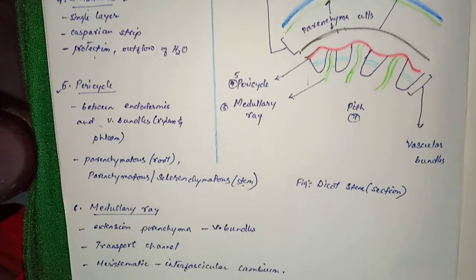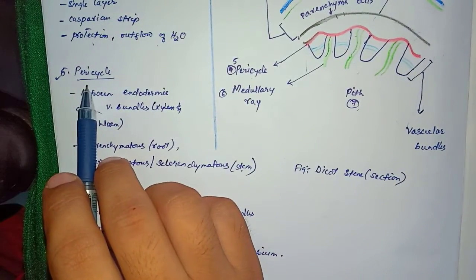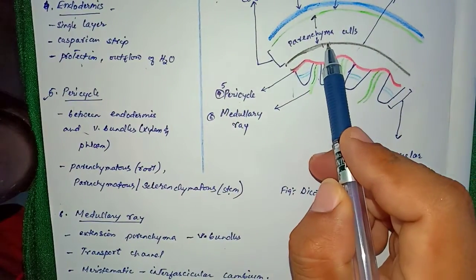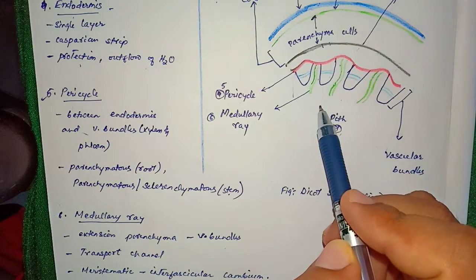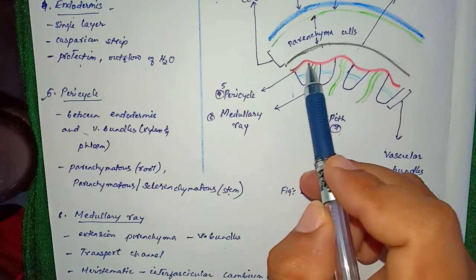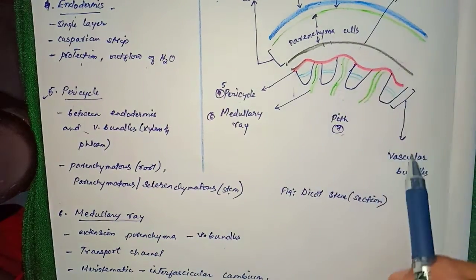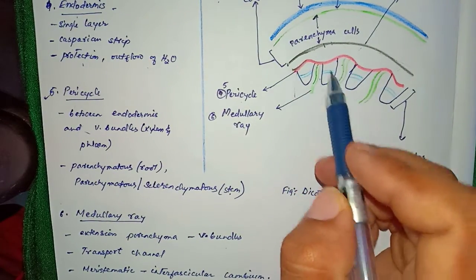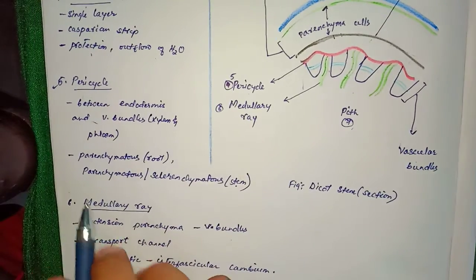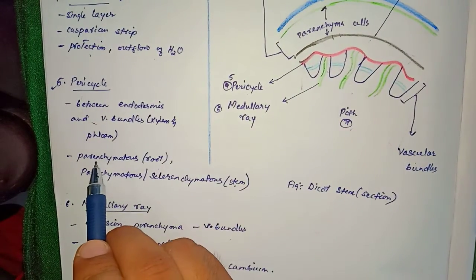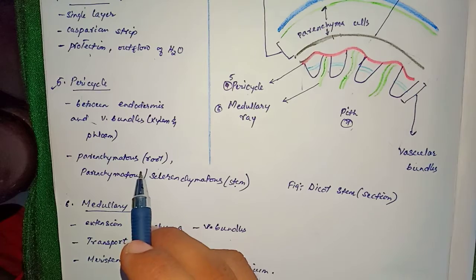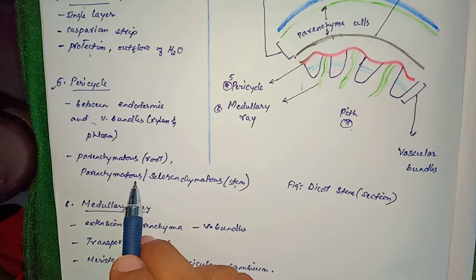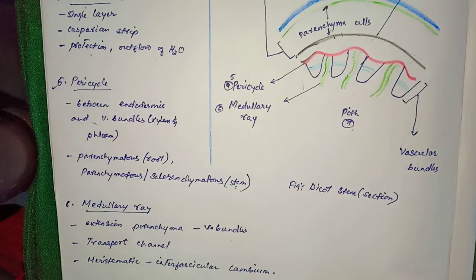Now the next topic, ground tissue is the pericycle. Pericycle is found below the endodermis. So the layer of cells that is found between the endodermis and the vascular bundle constitutes the pericycle. The pericycle in case of roots is parenchymatous in origin. However, in case of stem, the pericycle can be both parenchymatous or sclerenchymatous.